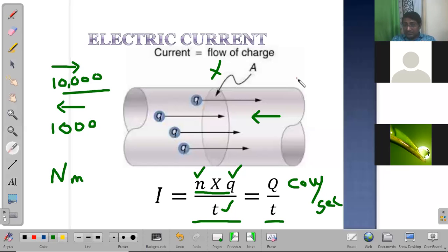Okay, Amarnath isn't responding, right? What about others? Is this concept clear? Electric current? If there's any question, we can address it right away and we can move on. Anyone with questions? All right, so let's move on.